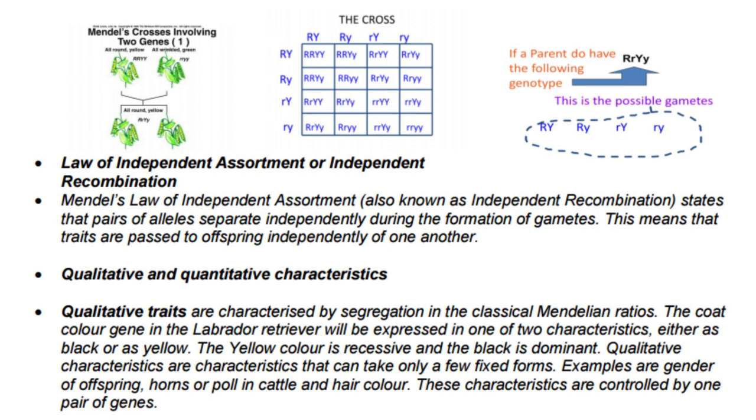Qualitative characteristics are characteristics that can take only a few fixed forms. Examples are gender of offspring, horns or polled in cattle, and hair color. These characteristics are controlled by one pair of genes.